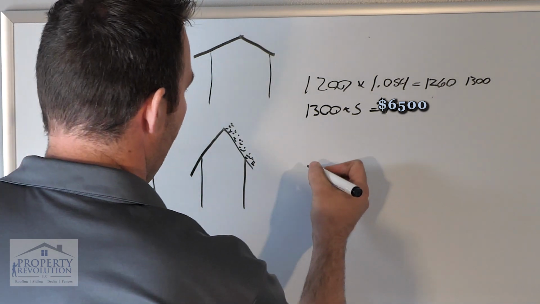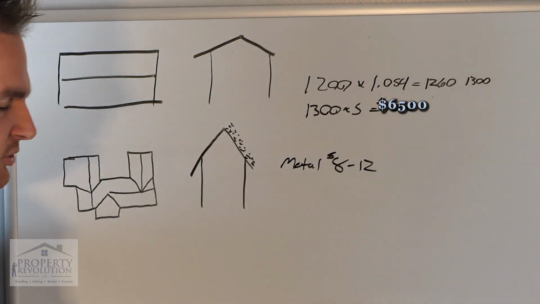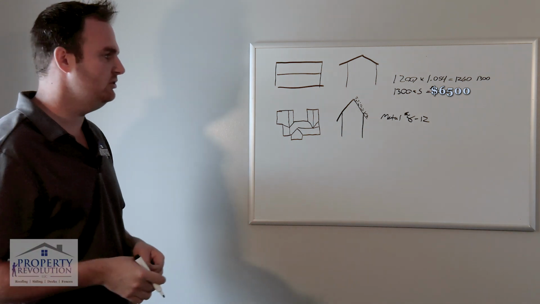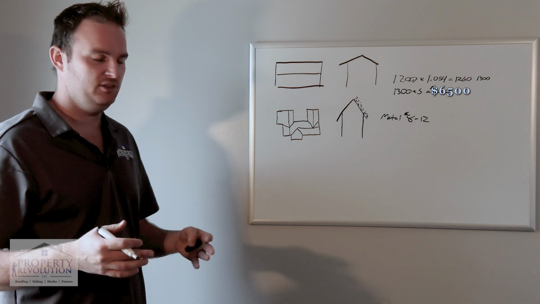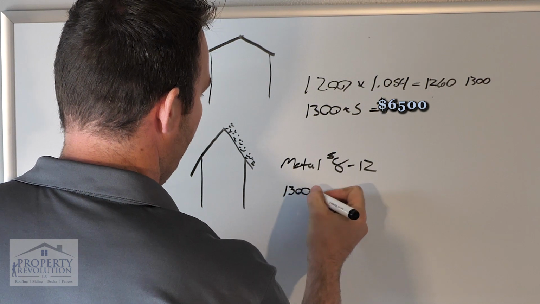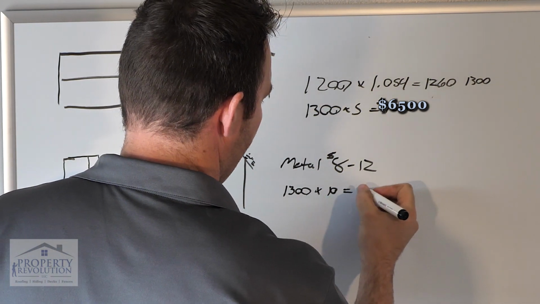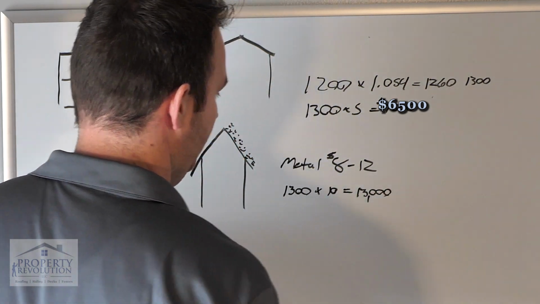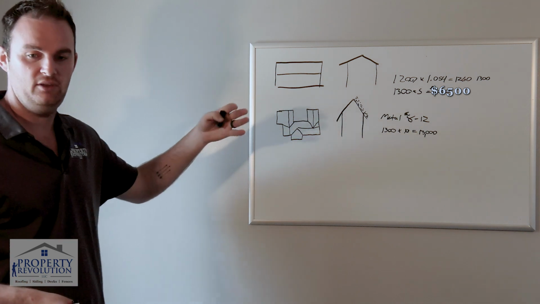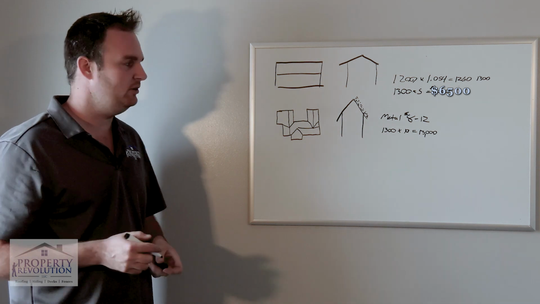Now metal is going to run you $8 to $12 per square foot. We could do a whole separate video on the different types of metal and the pros and cons for each one. But a really good budget number would be $8 to $12 per square foot. So if you take that 1,300 square feet times, just say $10 per square foot to be in the middle, we're going to say $13,000 would be a good budget to keep in mind for replacing a roof that looks like this with a metal roof. Again, these are rough numbers to help you know approximately what you're looking at.